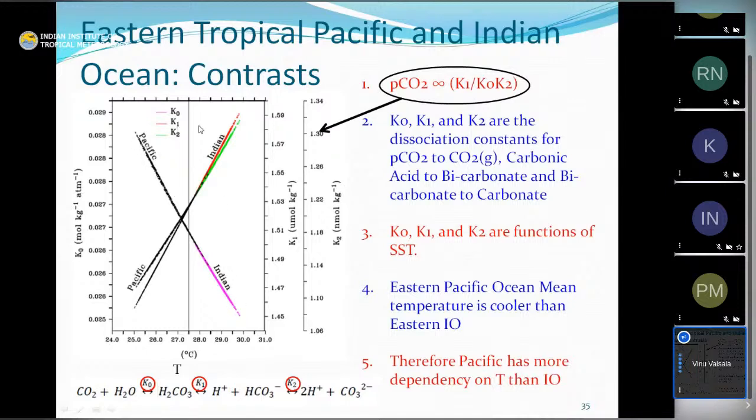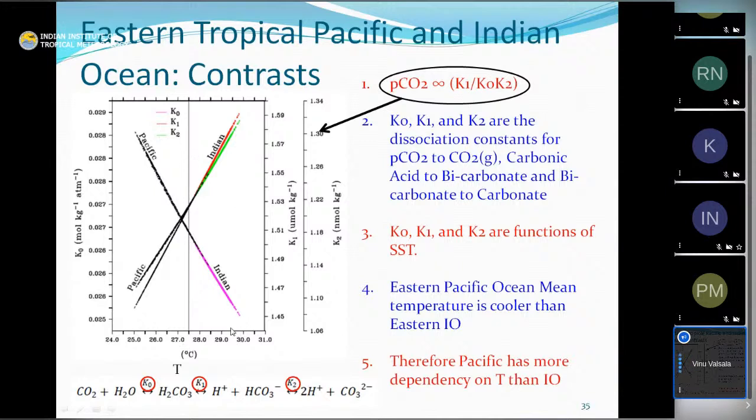So do the K1 and K2, the other coefficients also. The Indian Ocean occupies one end, the Pacific Ocean occupies the other end. So what happens is PCO2 is proportional to basically K1 by K0, K2. Here K1 and K2 are similar shape curves. They cancel each other in this ratio. So what is important is the K0.